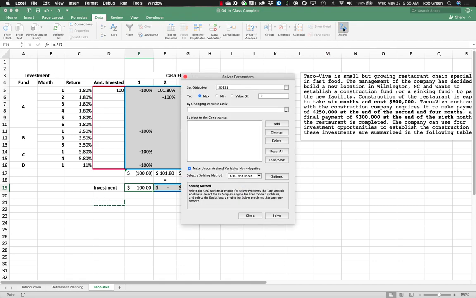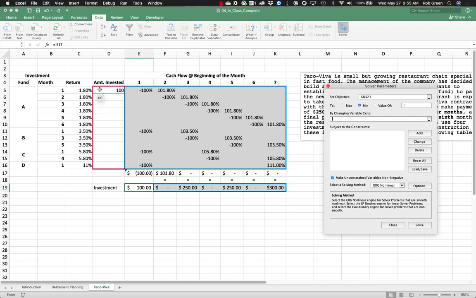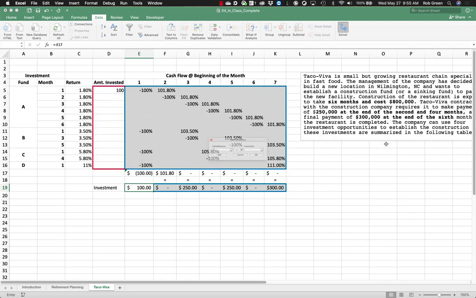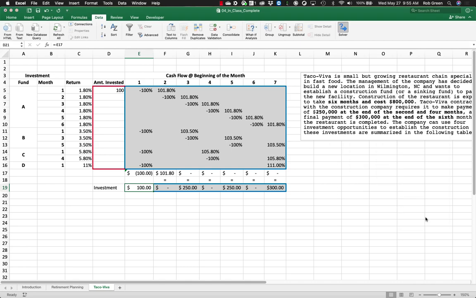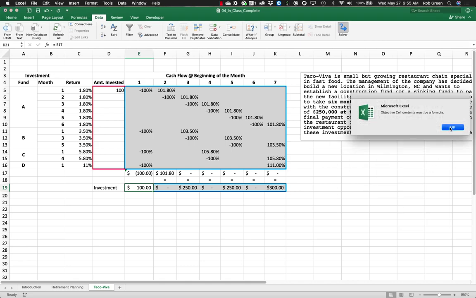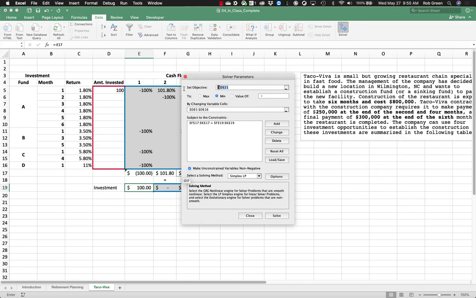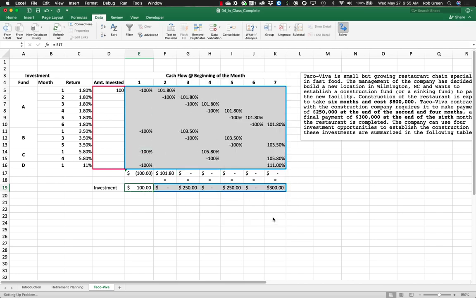Select this. I want to minimize my investment by changing these cells such that this is equal to this. Great. I'm going to use simplex, make unconstrained variables non-negative. Let's see what happens when we solve our problem. Objective cell contents must be a formula. Oops, I entered my objective cell incorrectly. Let's see what happens when we solve. Should take a second here.